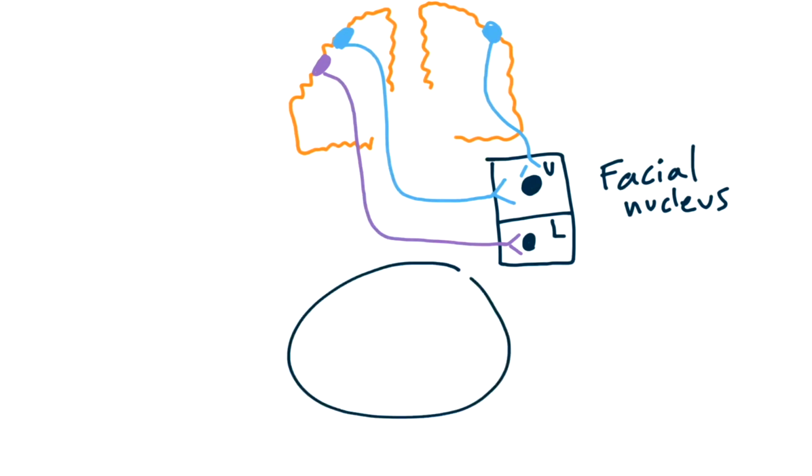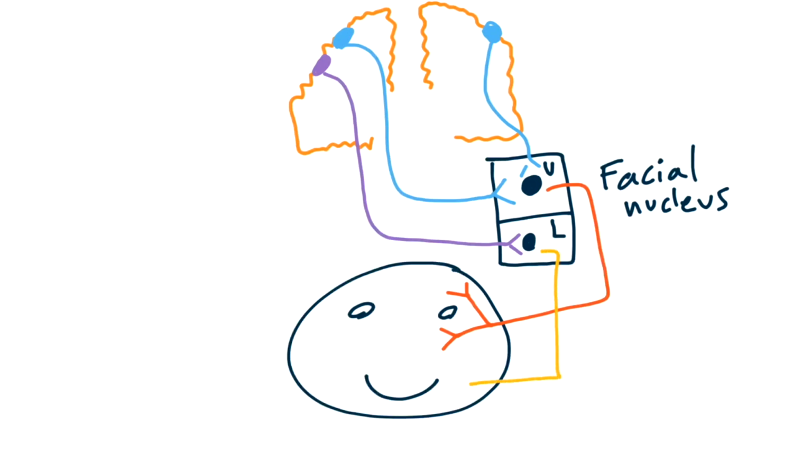It's important to know that the upper component of the facial nucleus innervates the superior aspect of the face. So very simply, this will be our face, and the upper component innervates the superior aspect of the face, whereas the lower component innervates the inferior aspect of the face. We'll go through some examples later on in this lecture, but as you can see from this diagram, a lesion to the cortex would cause paralysis of the inferior aspect of the face.